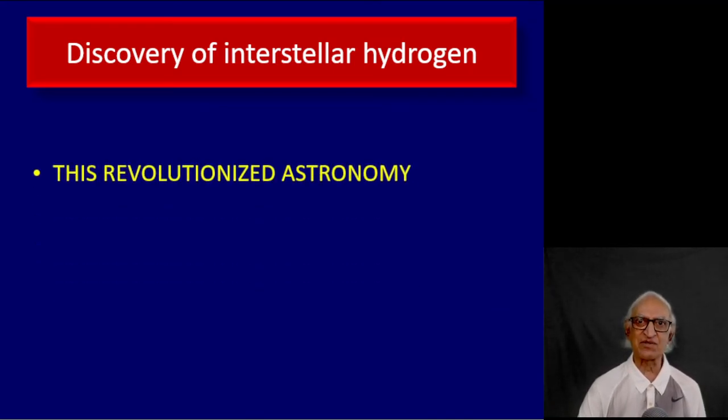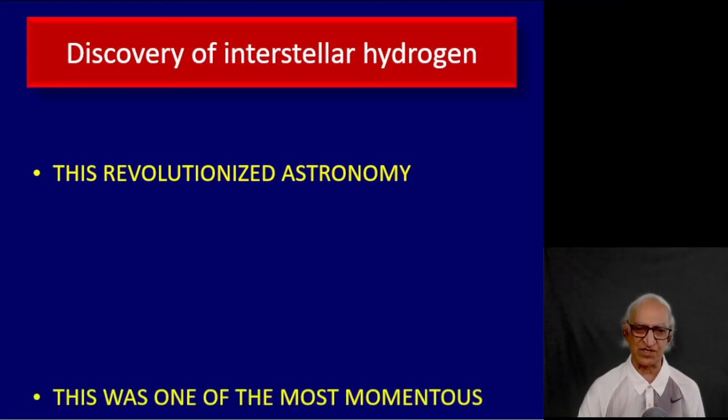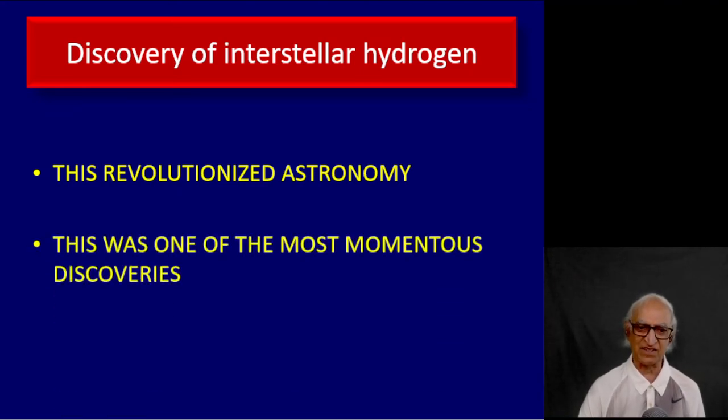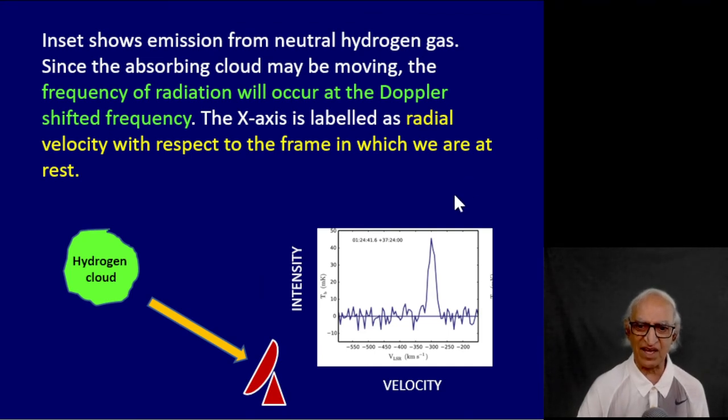Now, this discovery of 21 centimeter radiation truly revolutionized astronomy. I think it is fair to say this was one of the most momentous discoveries in the entire history of astronomy, if you take into account the consequences of this discovery, the impact of this discovery, rather. Now, here I have tried to indicate what you expect to see with a radio telescope. What we have in interstellar space is a hydrogen cloud. It is spontaneously emitting radiation at 21 centimeter, which we can detect if we have a radio telescope that operates at 21 centimeter.